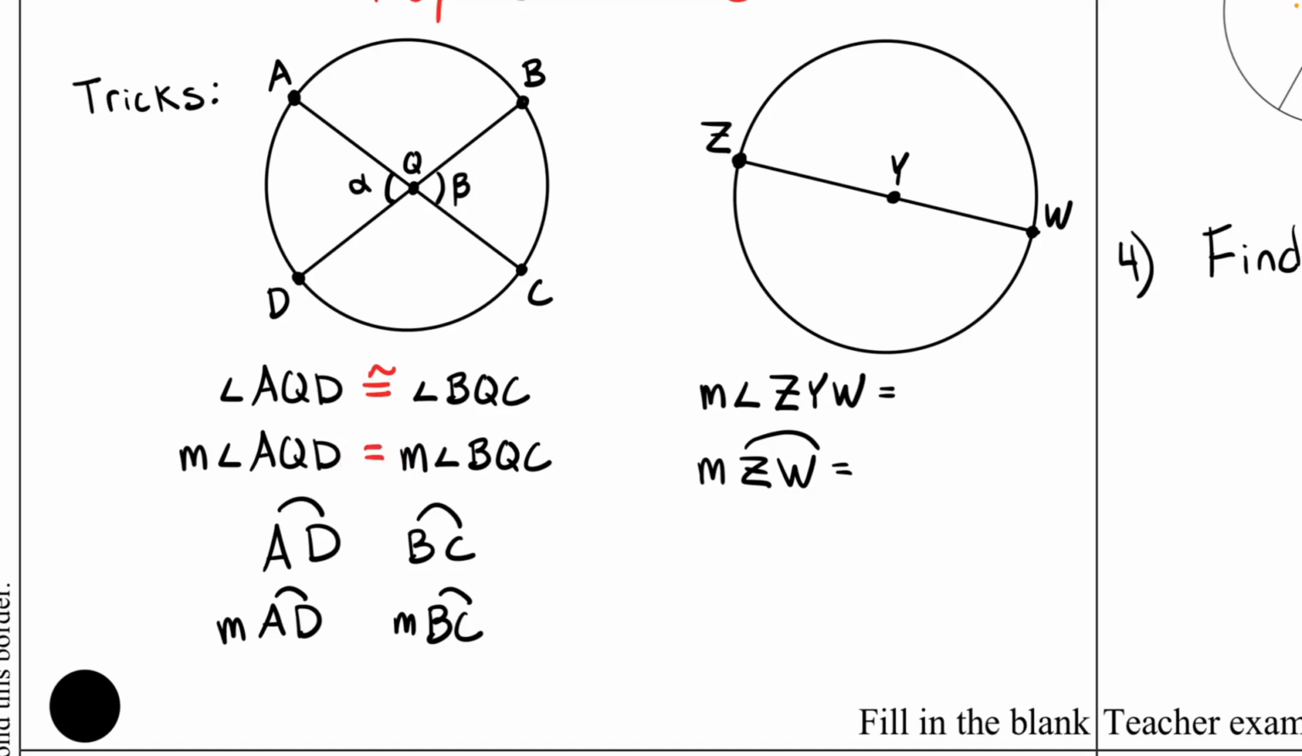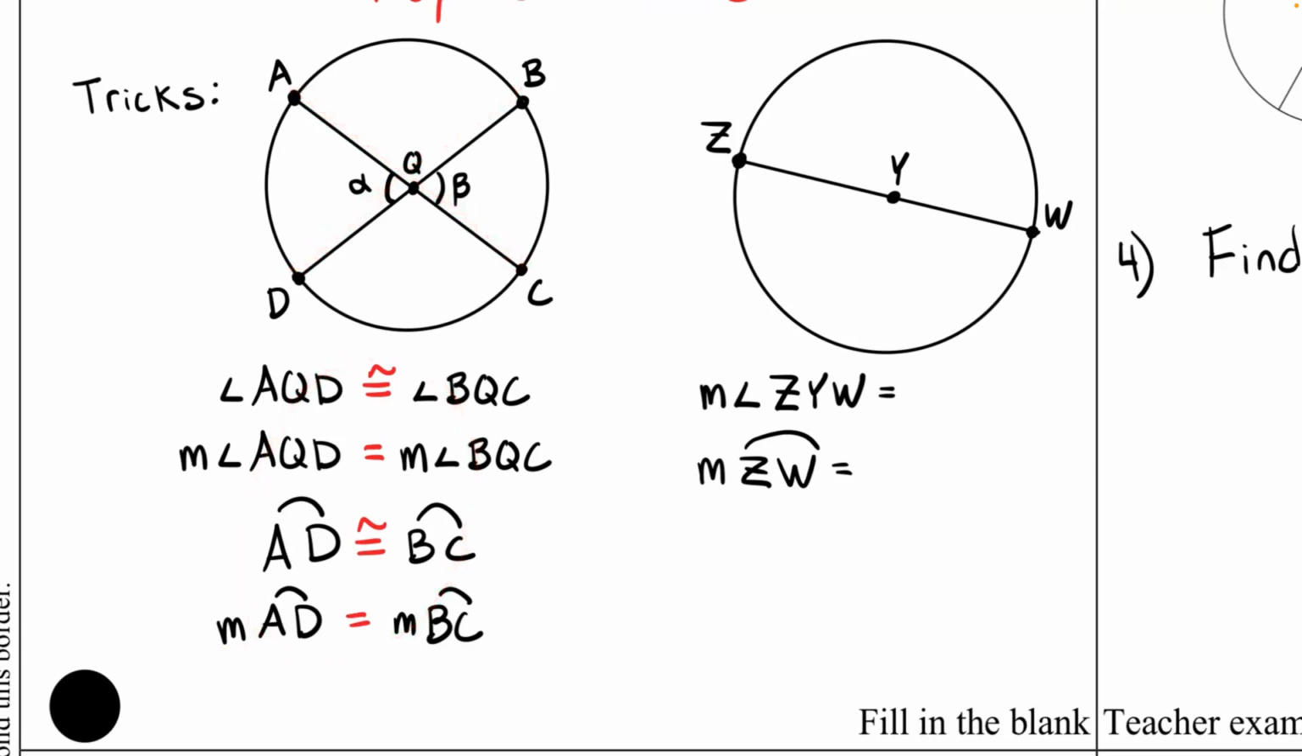This is saying the arc AD and arc BC, those two are what? Congruent. So we write the congruent statement, which is an equal sign with a little wavy tilde on top. But if I talk about the measure of those, then I change it to an equal sign. Exactly. And that is one trick that you'll use whenever you have intersecting diameters.